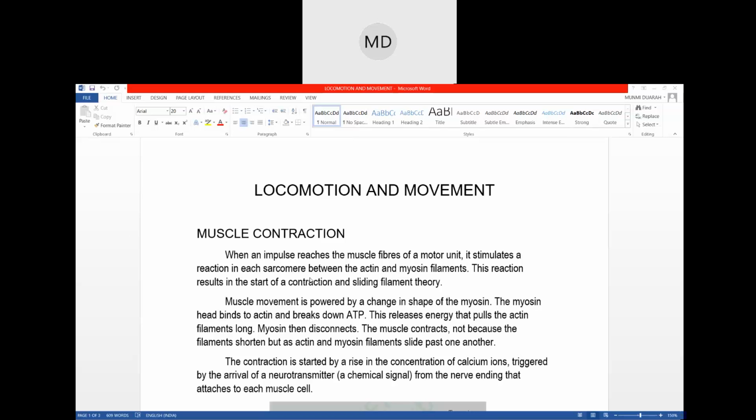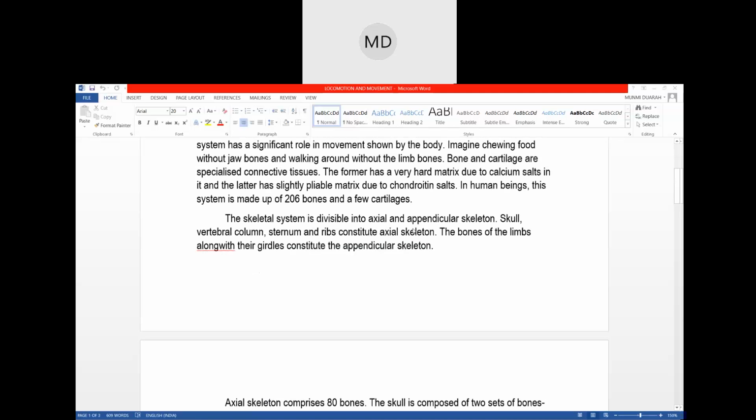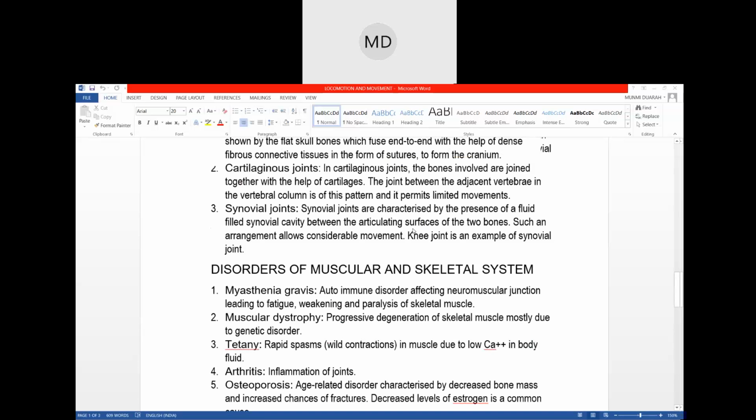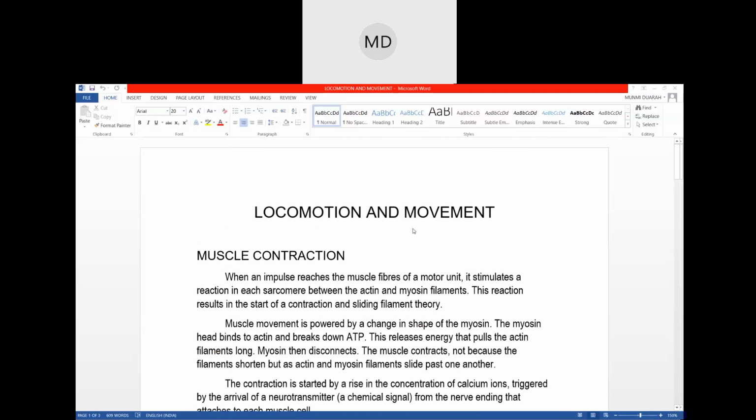Okay, this is the last chapter, that is locomotion and movement. It's a very short chapter, so we'll try to finish it today itself so that you will get time for studying.